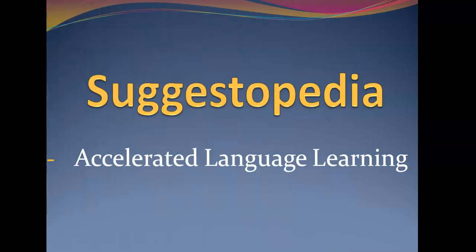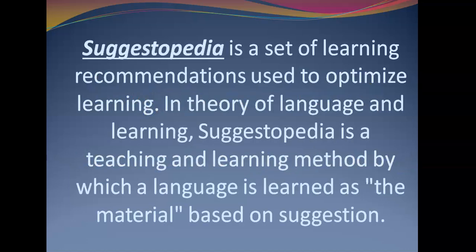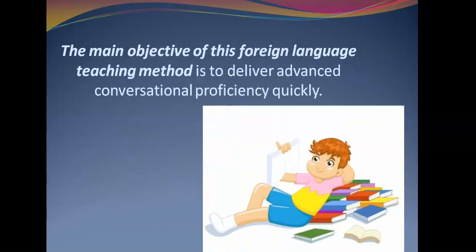Suggestopedia. Accelerated language learning. Suggestopedia is a set of learning recommendations used to optimize learning. In the theory of language and learning, Suggestopedia is a teaching and learning method by which language is learned as material based on suggestion. So the main objective of this foreign language teaching method is to deliver advanced conversational proficiency quickly.